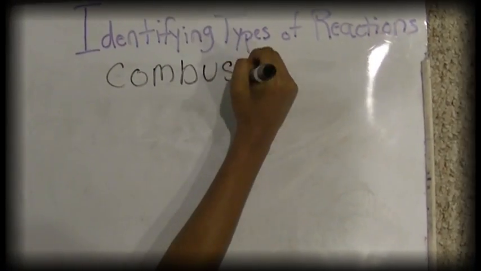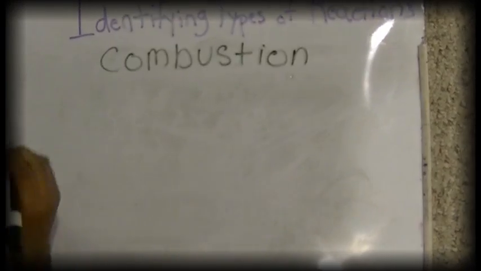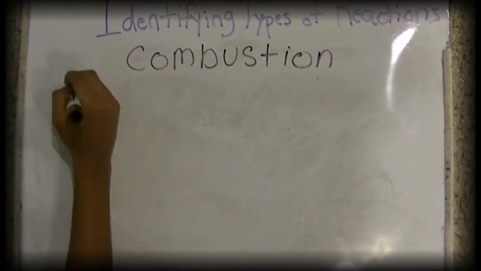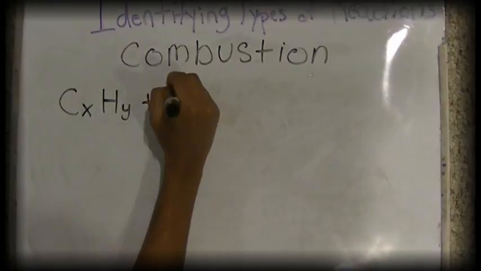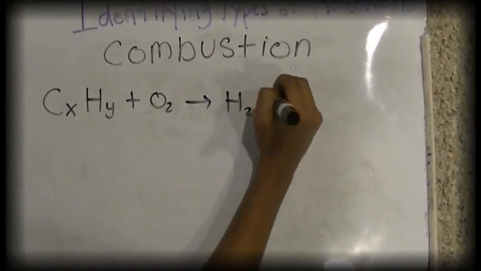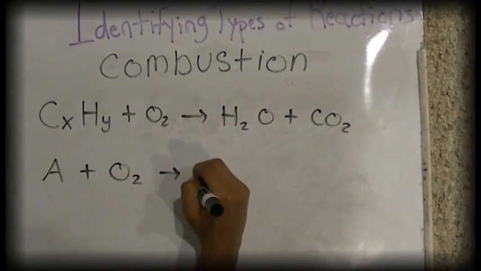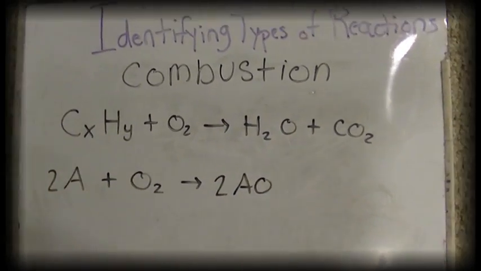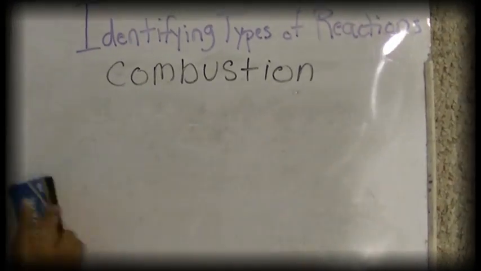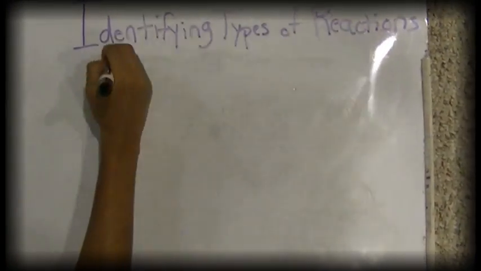A combustion reaction is a reaction that consists of oxygen reacting with a hydrocarbon to produce water and either carbon dioxide or carbon monoxide. This reaction is always exothermic because heat is given off. You can identify a combustion reaction because a reactant is oxygen and the products are always carbon dioxide and water.